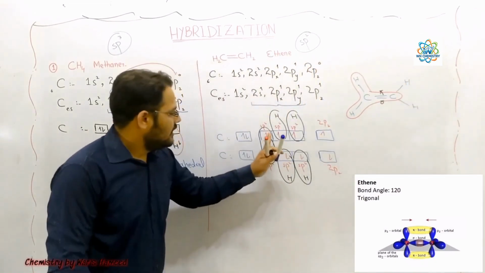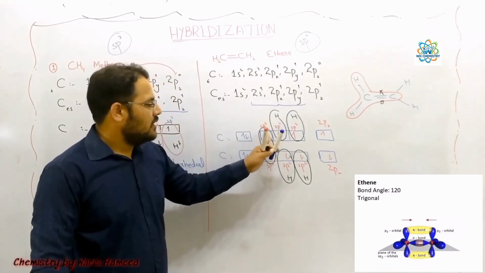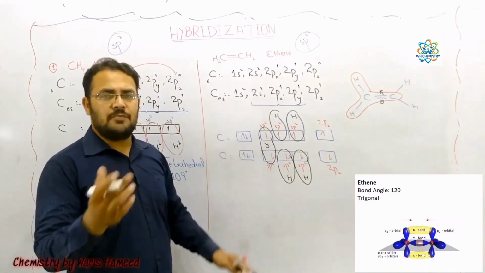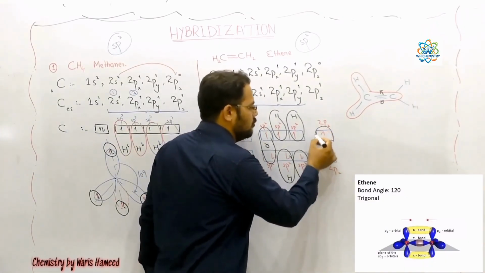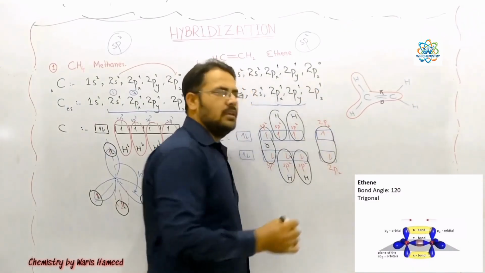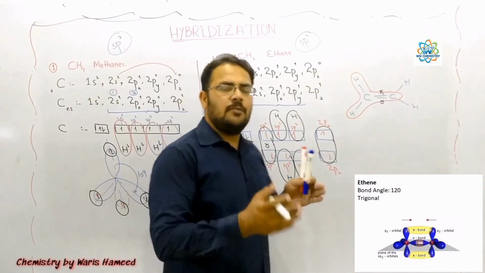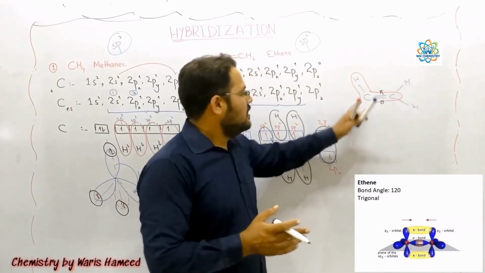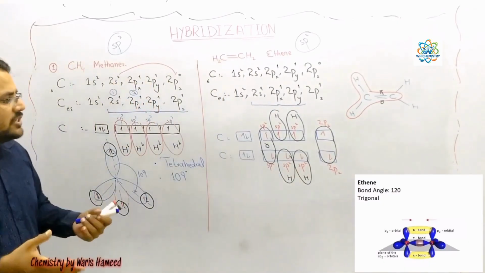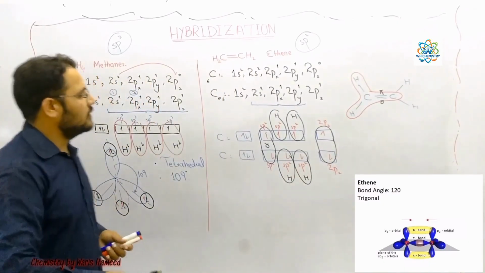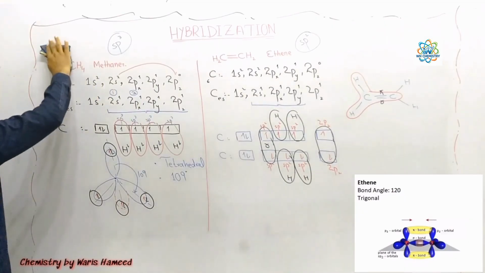And here is the formation of the sigma bond. Now we are missing just the pi bond, and that pi bond will be formed by the 2pz unhybrid orbitals. They will overlap side by side and will make a pi bond. Now forming its structure. How can we form its structure?